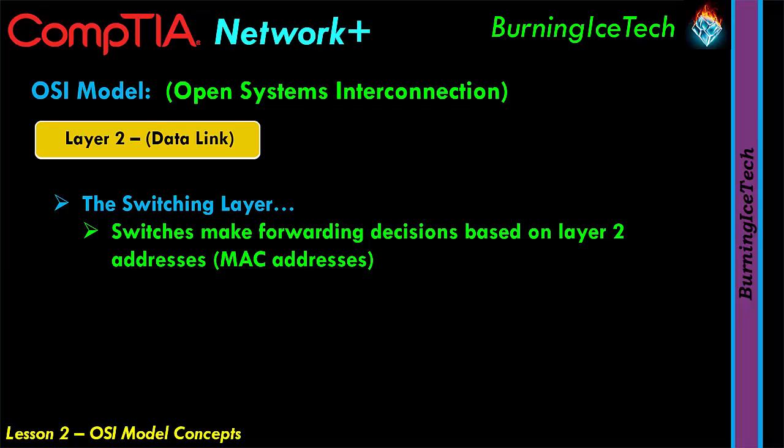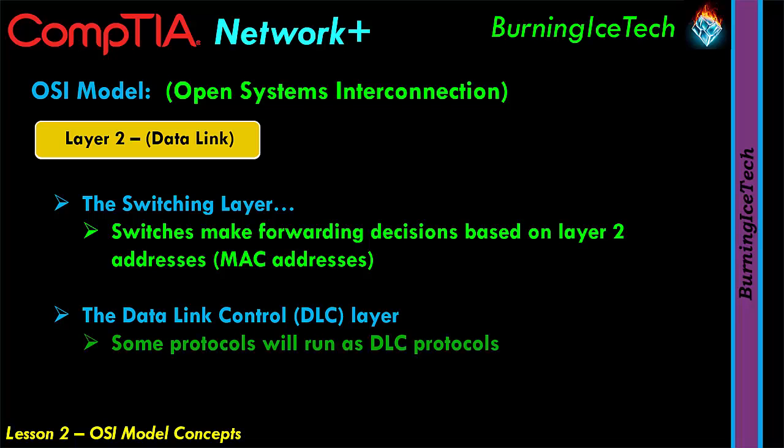So the next time you see a network switch, guys, they are usually found in layer 2, or we normally associate them with layer 2, and they make their forwarding decisions based on layer 2 addresses, which are your MAC addresses, or I suppose you can also call them physical addresses. Now, as for why it's sometimes called the DLC layer, because that one is a bit confusing, this is because there will sometimes be a bunch of protocols on this layer which will run as DLC protocols. This includes things like, for example, MAC addresses, which we mentioned earlier, just to give you an idea.